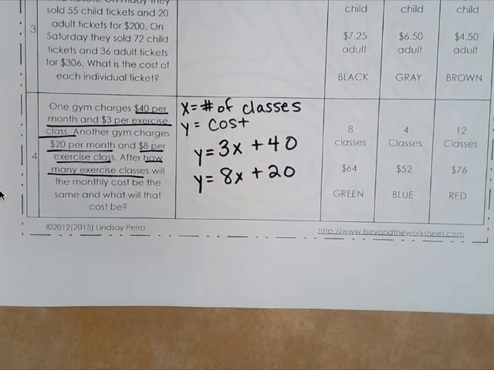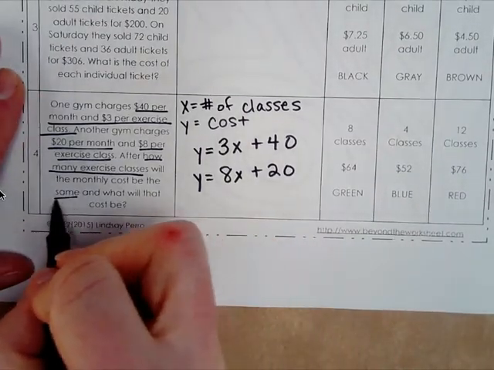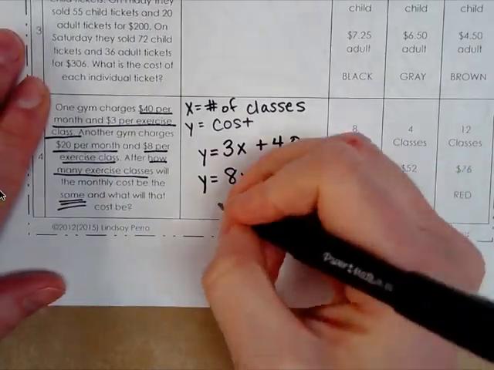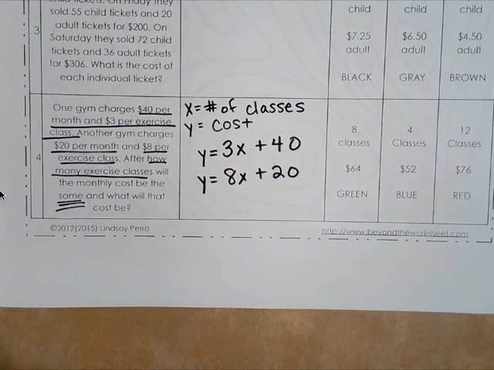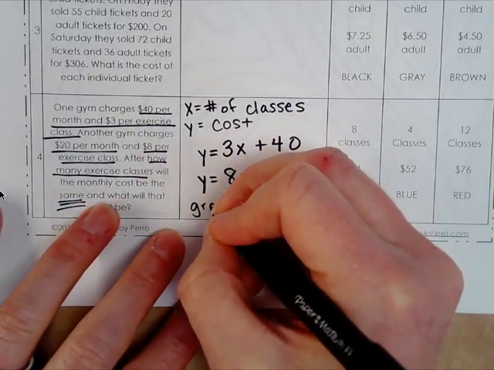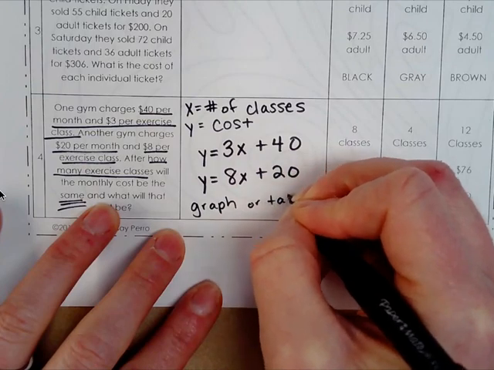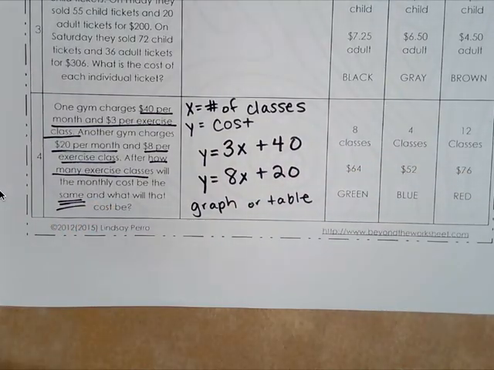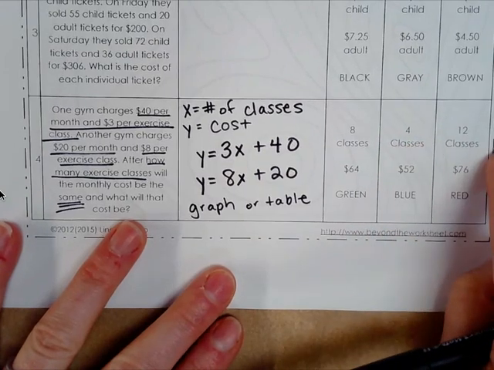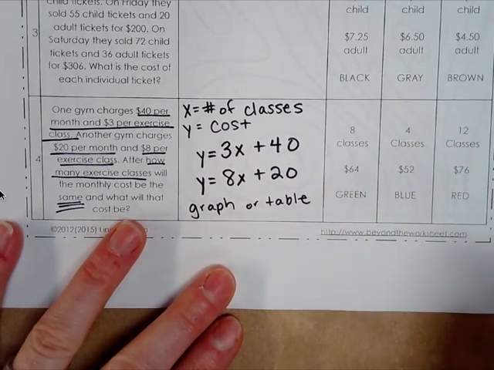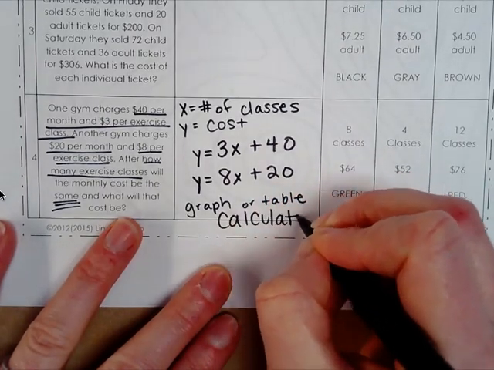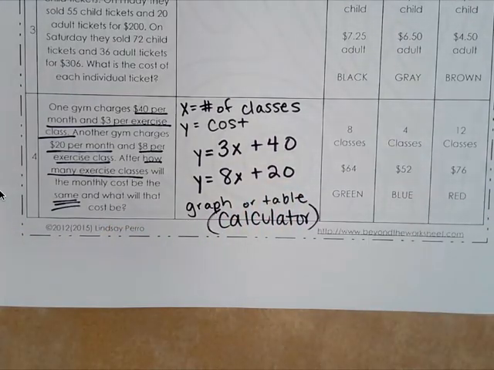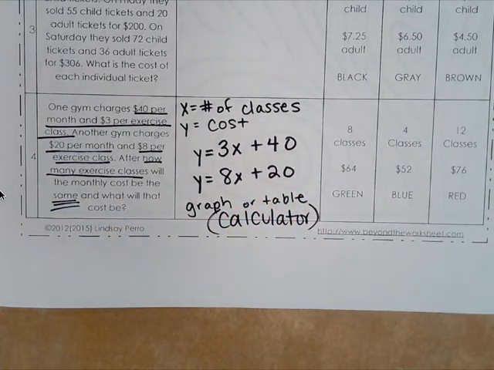Now we're just asked, where are they the same? So we're going to look for the intersection. So these are both written in Y equals form. So the easiest way to do this one is to look at the graph or the table and find out where they are the same. So is it 8 classes, 4 classes, 12 classes? And what is the matching cost? Use your calculator. Okay, so you have the rest of the class period to work on this assignment.